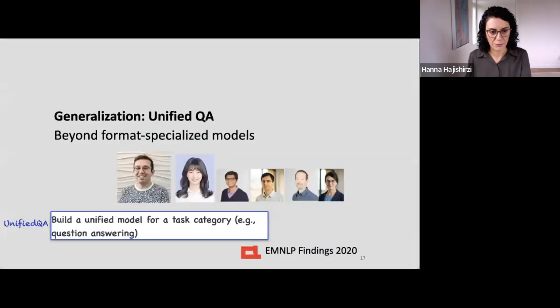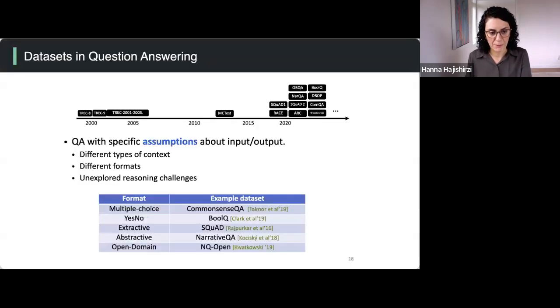Okay, our first work is to build a unified question answering model led by Daniel and Sewon, which was published in 2020. We have observed a surge of new datasets across many tasks, including question answering in NLP. Here I'm just listing a few of those. These datasets are usually designed to evaluate different reasoning challenges under different types of contexts. And they are usually designed across different formats, such as multiple choice, Boolean, extractive, and abstractive.